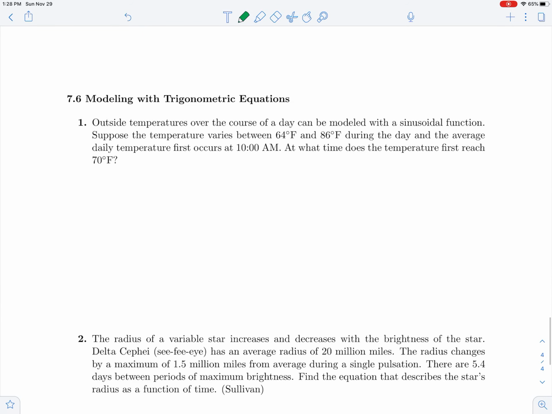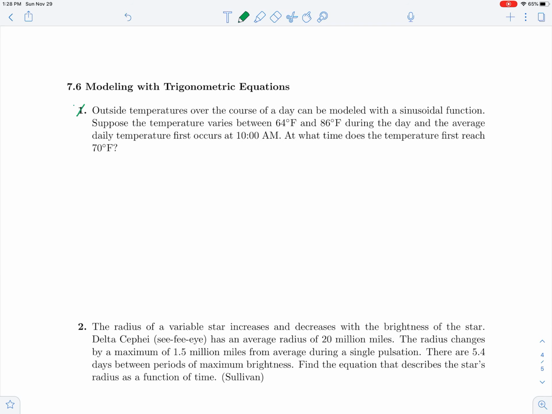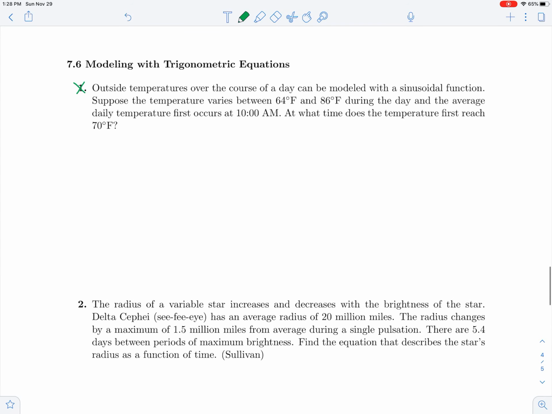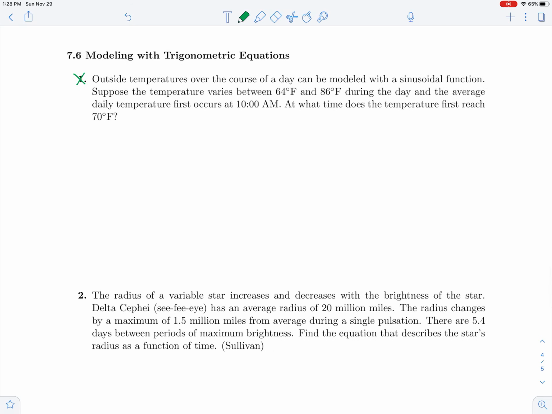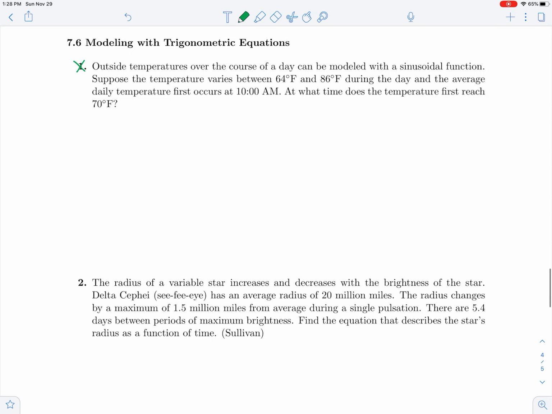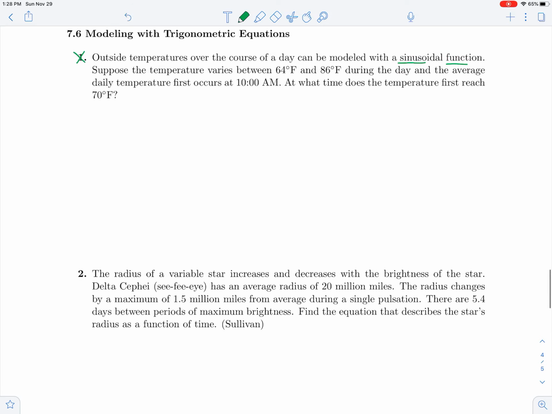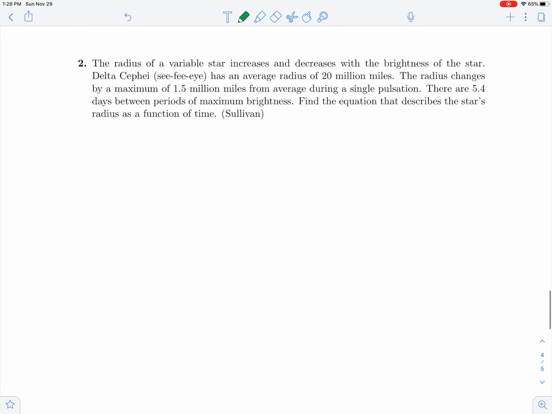For the modeling, in all honesty, this is a terrible problem. I got it from your textbook, and what I don't like about it is there are just a lot of ways we could set this up, and so it makes it a little bit difficult to compare answers and see what's going on. But you should be able to model with a sine function. Again, we're just briefly going through this. You won't see this a lot in calculus, but I do want to make sure that we review this. Number 2 is a much better problem.